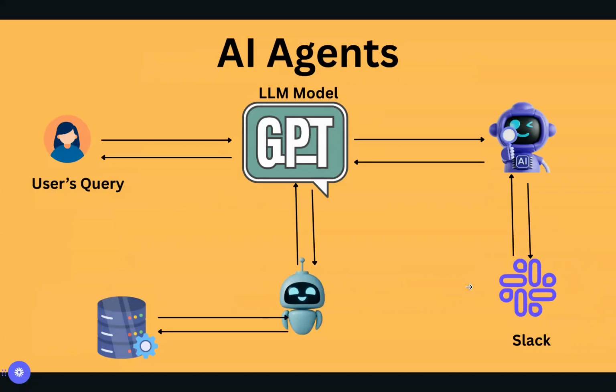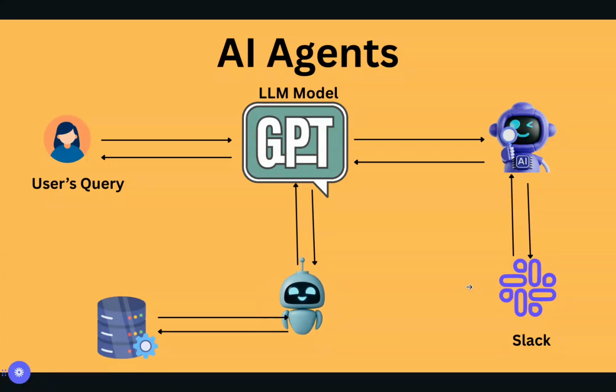Now let's see how we integrate it with an LLM model. So suppose you are a user and you ask your ChatGPT that I want to send a Slack message on general channel that there is a meeting at 2 p.m. and you want your ChatGPT to send the Slack message on general channel. You don't want to go yourself and send a message.